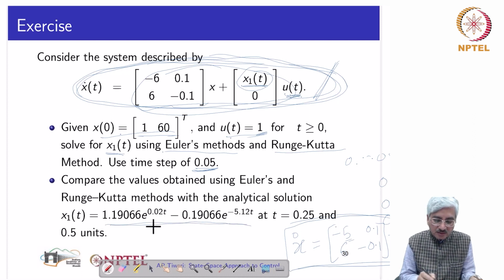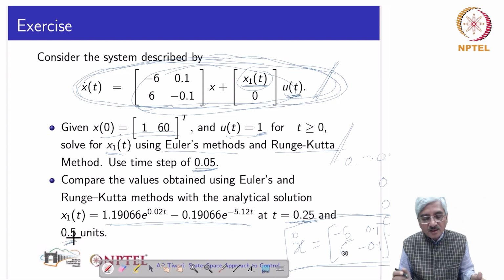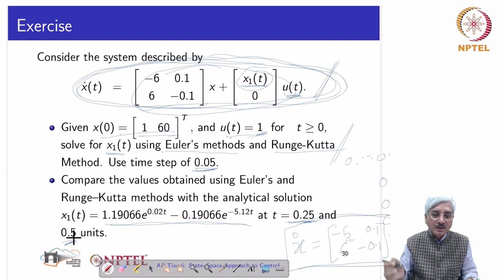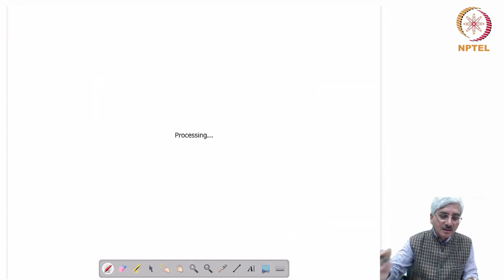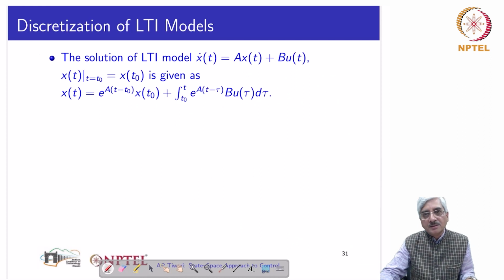And using this analytical solution, one can evaluate the value at t equal to 0.25 and t equal to 0.5 and compare the numerically obtained values with these values to see what is the typical accuracy being provided by Euler's methods and the Runge-Kutta method. One can do this exercise to understand the three methods in greater detail.